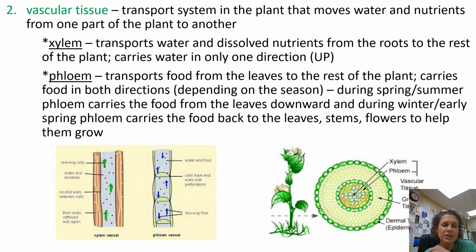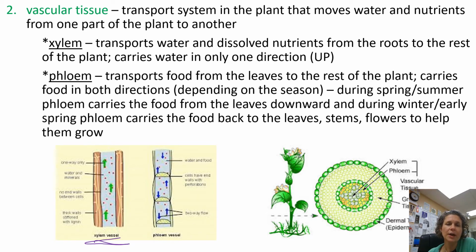So the picture over here, here is the xylem, and the little arrows, of course, show you which way it is going. Those red dots are the stuff that's dissolved in it, and they're all going up. The phloem carries food two directions, and it depends on the season. So it carries the food from the leaves to the rest of the plant, and it can also carry that food from where it has been stored to the plant.